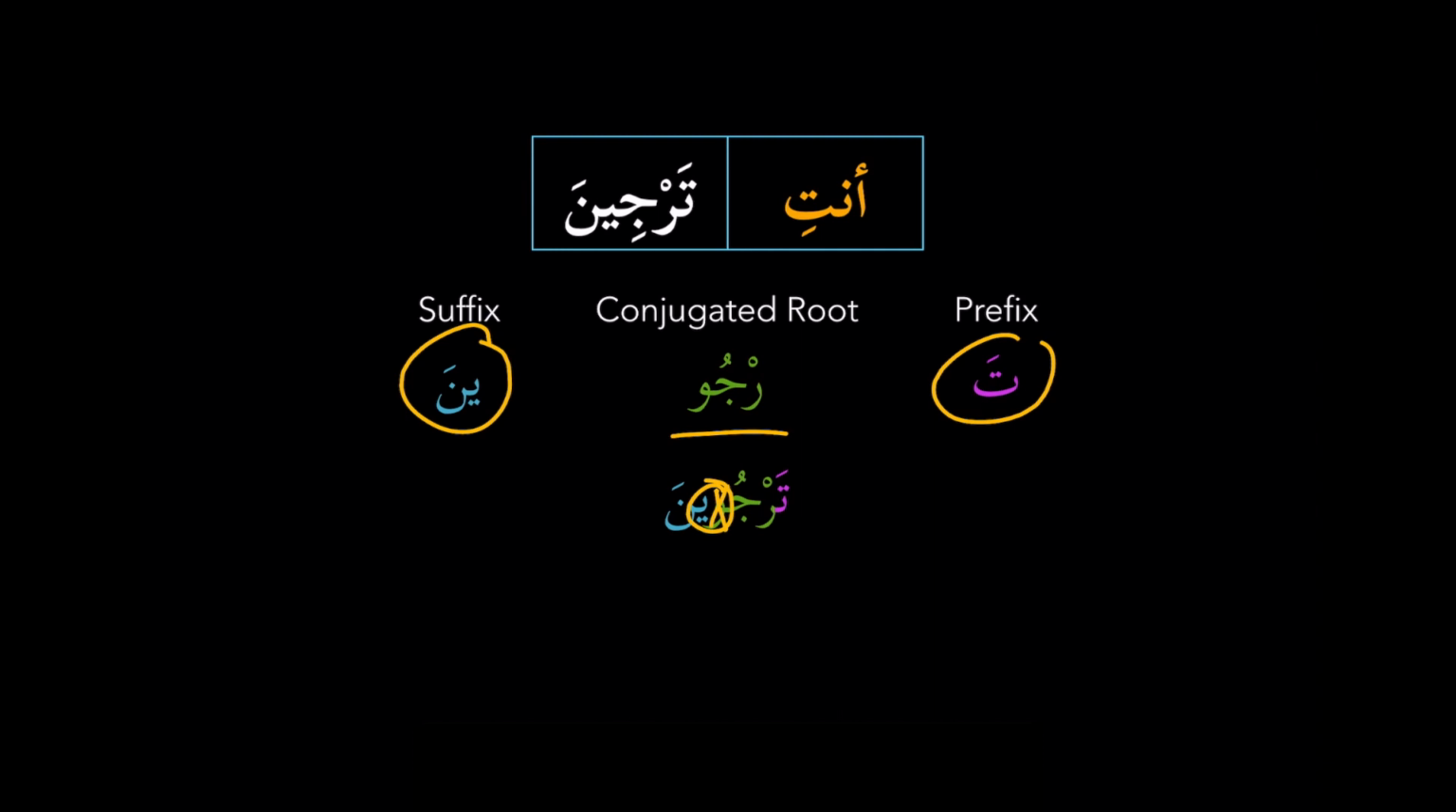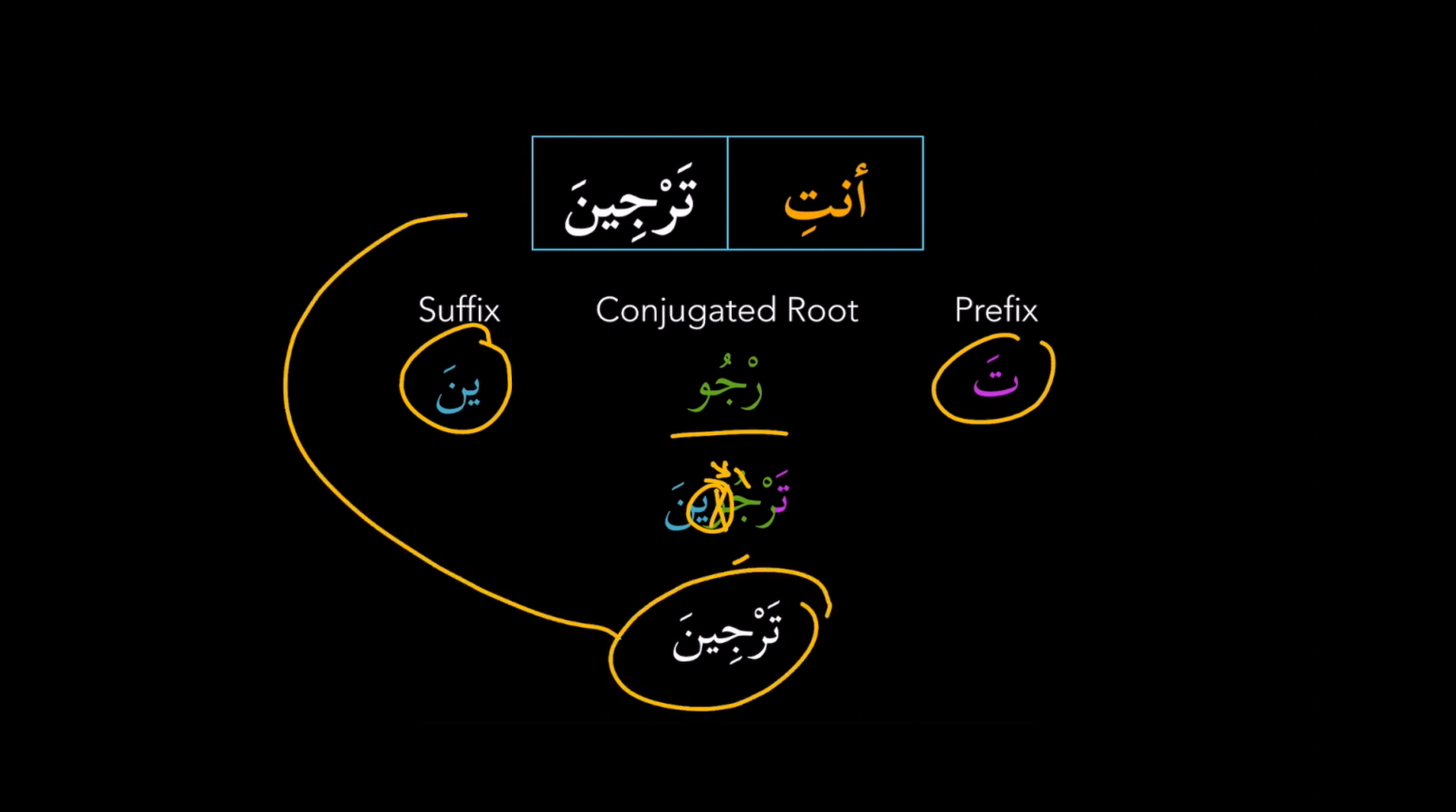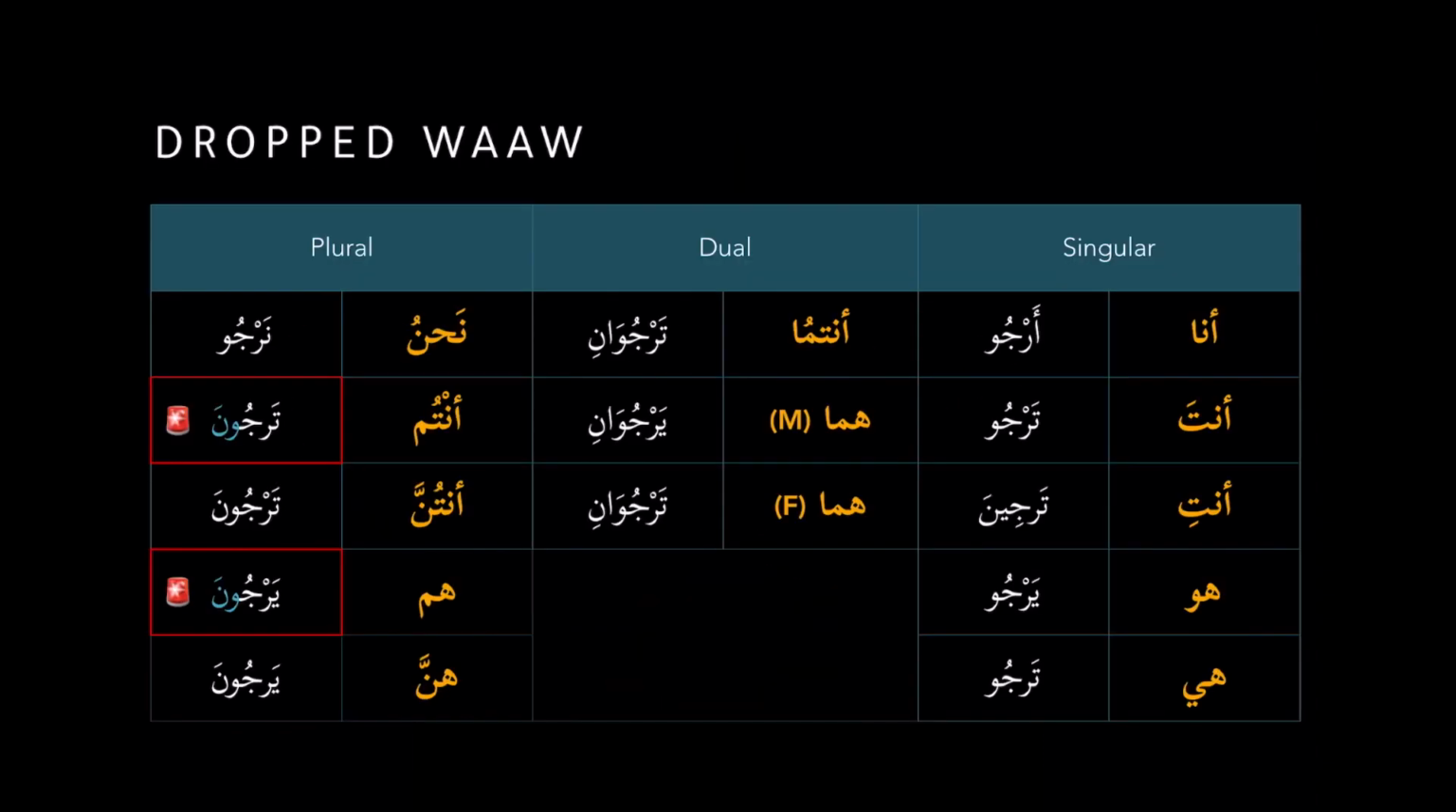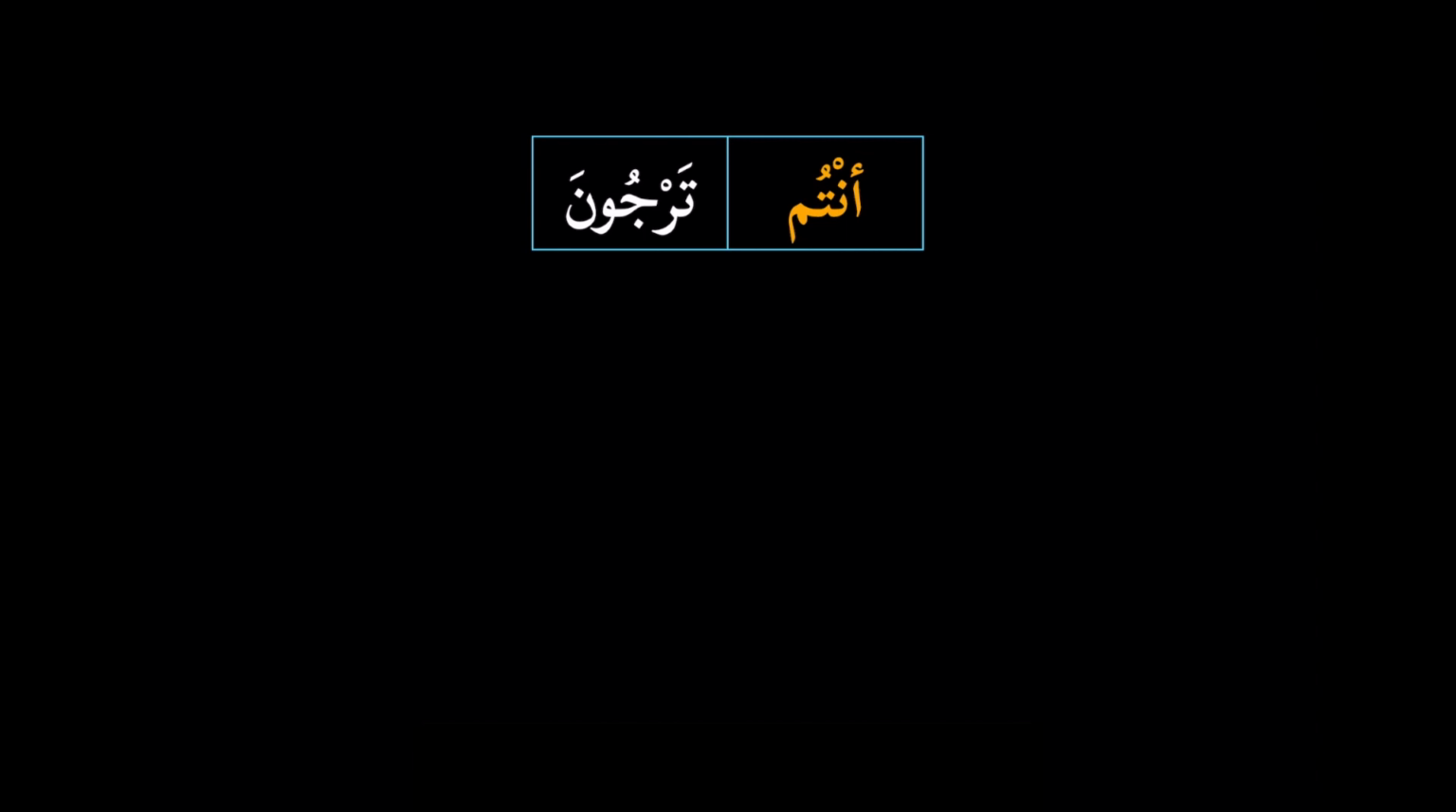So here we drop the waaw, and notice since we have a dhamma, that's uncomfortable to have a dhamma lead into the ya, so that also is going to get transformed into a kasra. And so here we have anti tarjina. Anti tarjina. Next, we have the entom and home conjugations that have a dropped waaw. If we look more closely at the entom conjugation, we'll find that we have entom tarjuna.